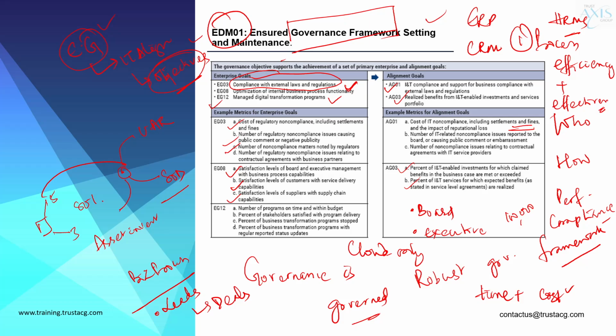Now, by linking enterprise and alignment goals through EDM01 business governance objective, organizations will be able to establish what you call a disciplined, transparent, and value driven governance foundation, which is essential for sustainable IT along with the applicable enterprise or business alignment, right? So, this is the first topic that is under this particular specific governance objective that we are discussing.